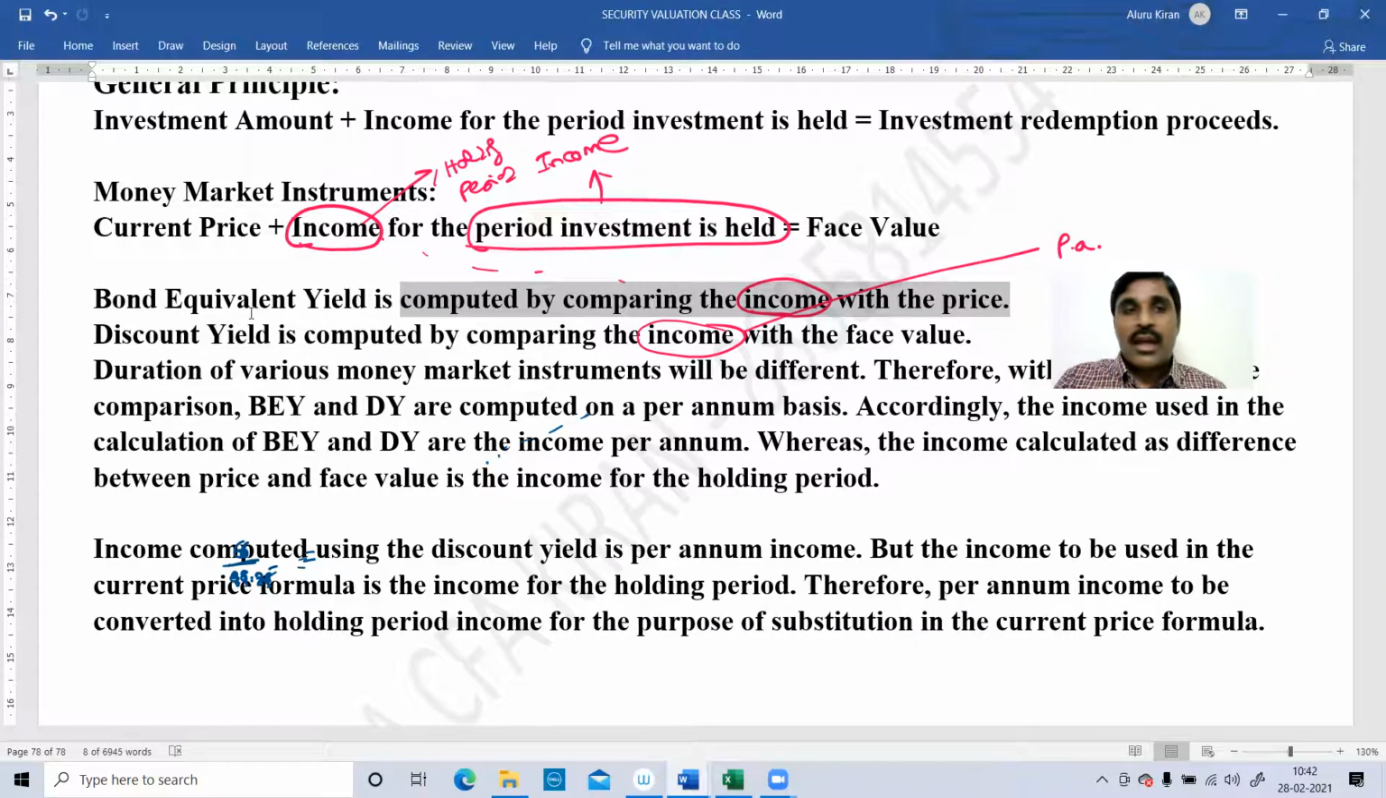Don't confuse bond equivalent yield per annum. If I hold a money market instrument throughout the year, is it the bond equivalent yield I am getting or the discount yield? No, you will get more than that. Why? Because they are not the actual returns. They are only converted to facilitate comparison.